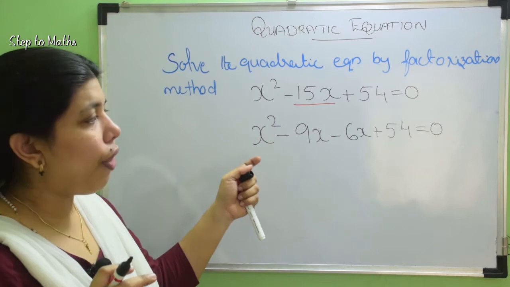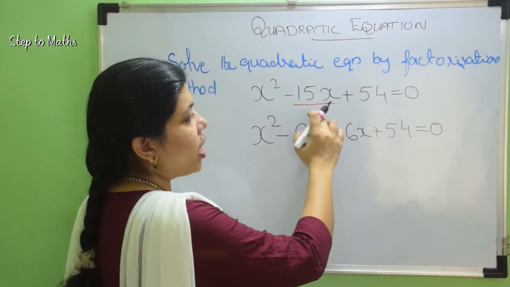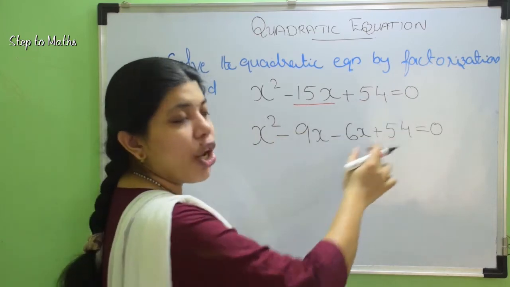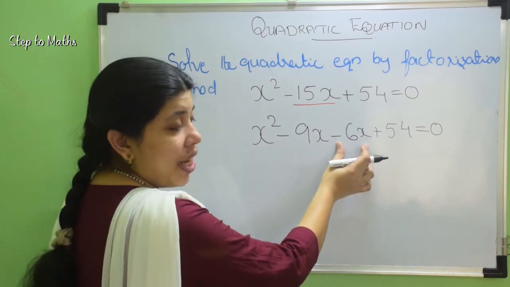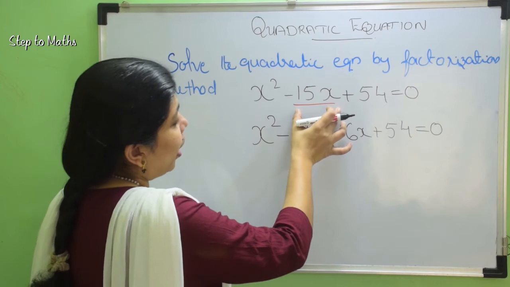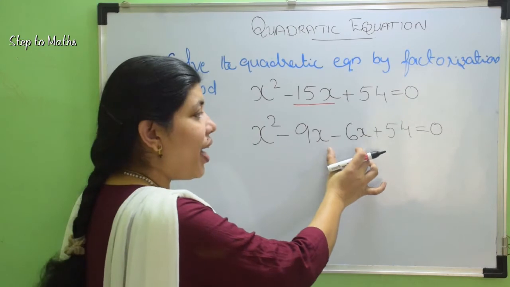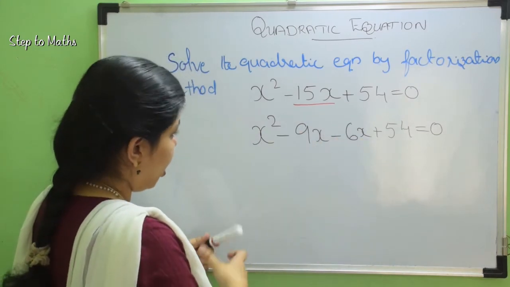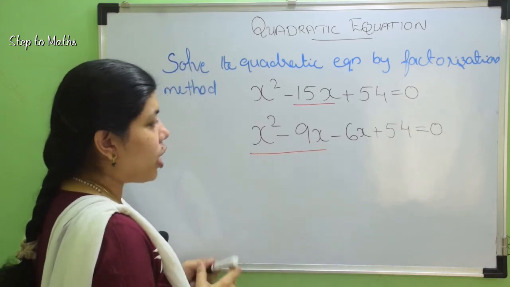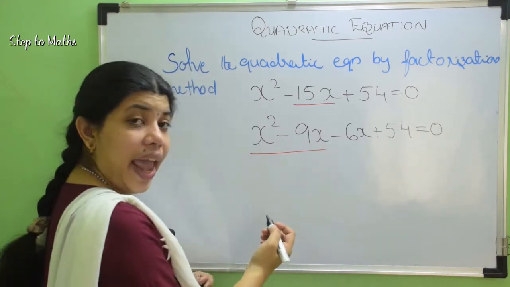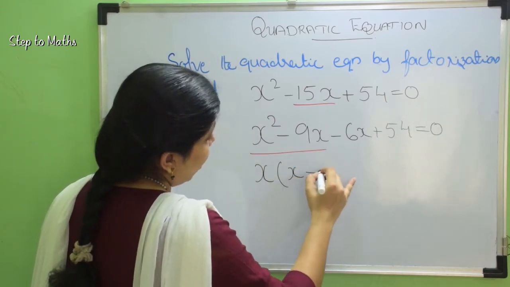Here we have to find two numbers whose sum is minus 15 and whose product is 54. So the numbers are minus 9 and minus 6. So we rewrite that term minus 15x as minus 9x minus 6x. Now take the first two terms of this equation, x square minus 9x. Here x is common. So we can write it as x into x minus 9.